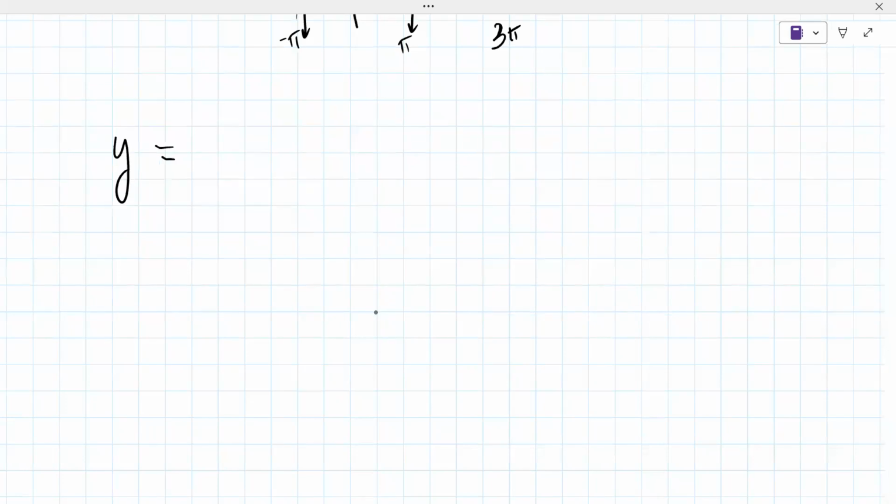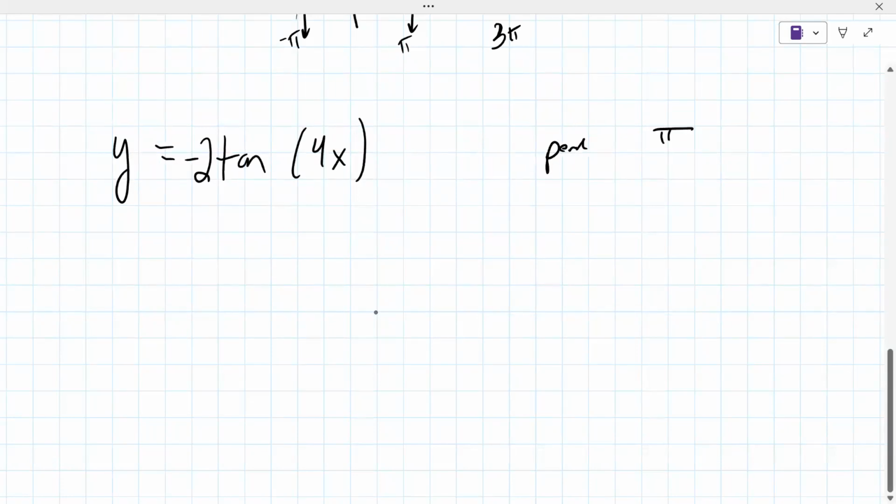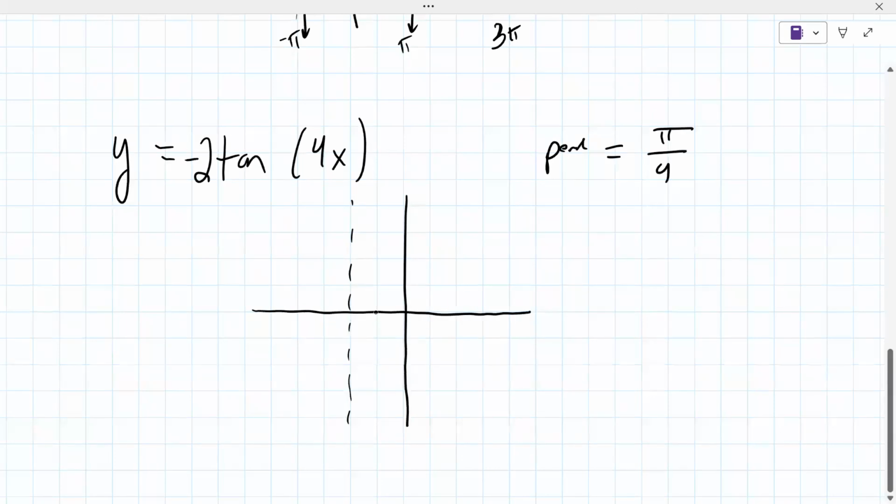Y equals tangent 4x, and I'll put a -2 in front. That'll be better. So the period is pi over 4, which means that the width between the two vertical asymptotes is pi over 4. And if you have the pre-scaled axes, this is where it gets really annoying, because this is pi over 4, this width here, which means it's minus pi over 8 left and pi over 8 right.